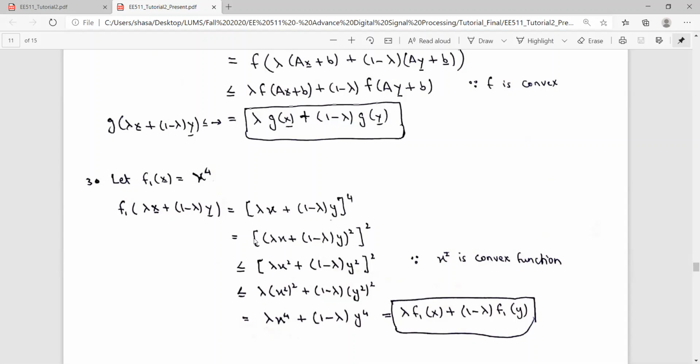But through this notion I know that this is less than or equal to lambda x square plus 1 minus lambda y square, whole square. And then once again this is another square, so I see that this is another function in the form of x square, and I reuse Jensen's inequality, and I end up with this expression.